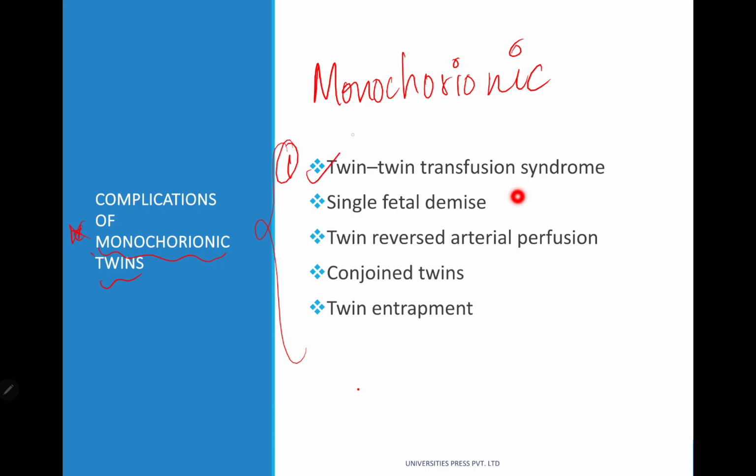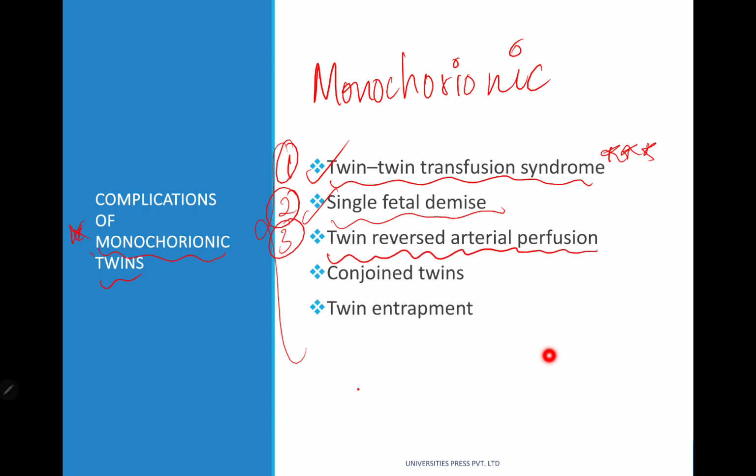Because of these complications, the first one is twin to twin transfusion syndrome. Very, very important, guys. The second, as I told you, is the single fetal demise. The third complication is twin reversed arterial perfusion. The fourth complication is conjoined twins. And the fifth complication is twin entrapment.